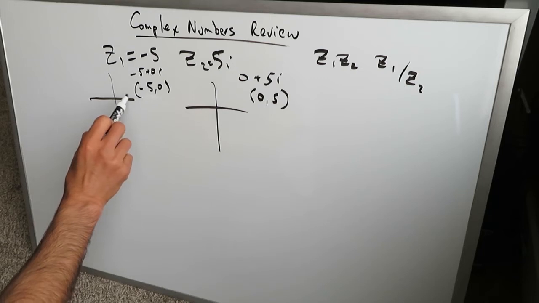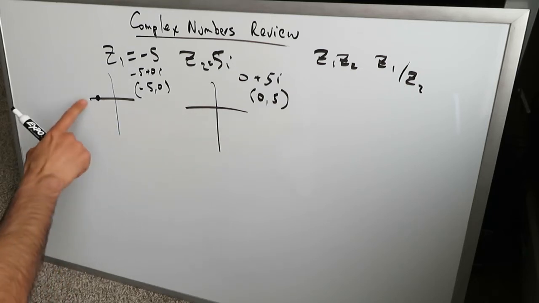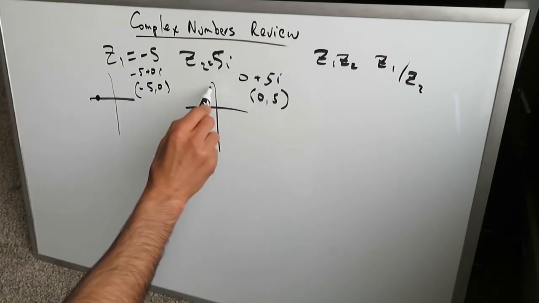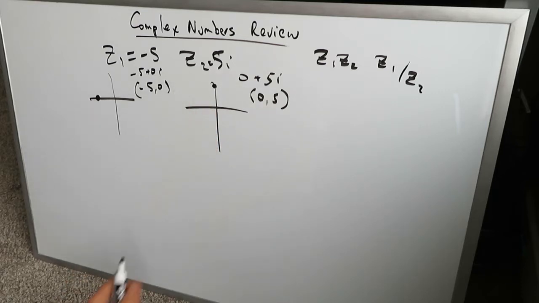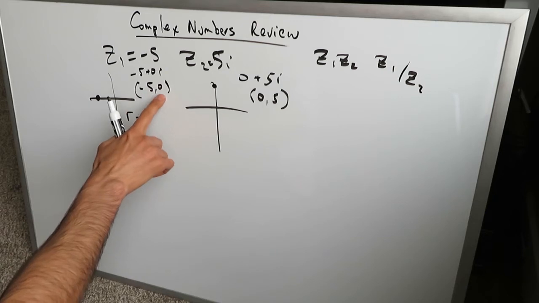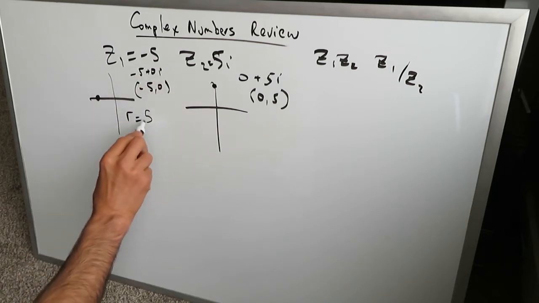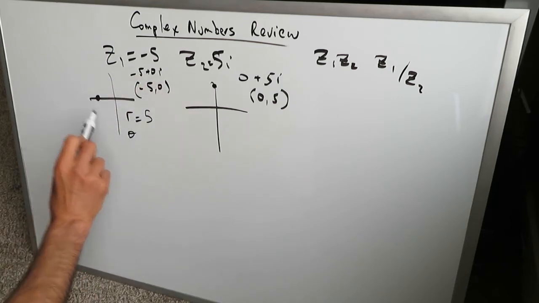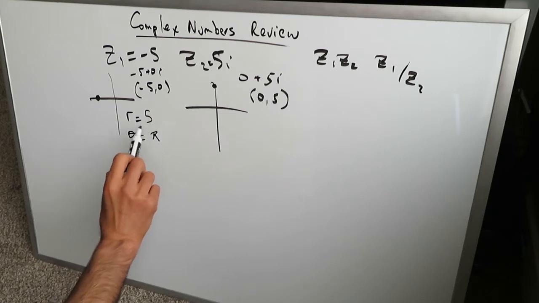If you plot this out, minus 5 comma 0, you end up on the negative x-axis. For this one, 0 comma 5, you end up right here on the 90-degree y-axis. You know the modulus over here. You can do this square plus this square, root of, you'll end up with a 5. The argument, of course, is just 180 degrees, which is pi.